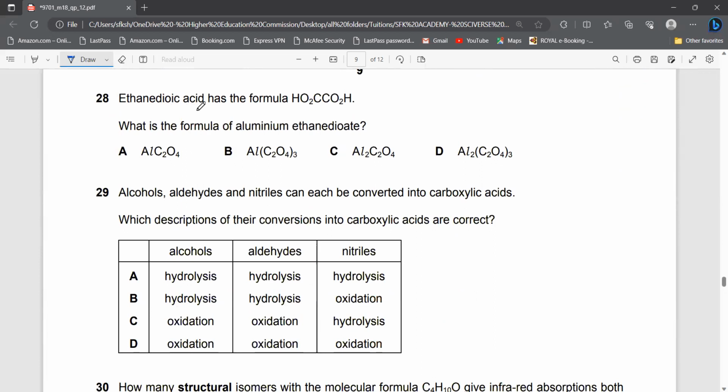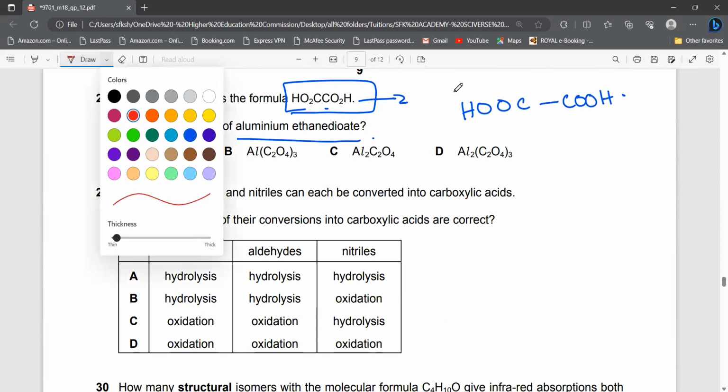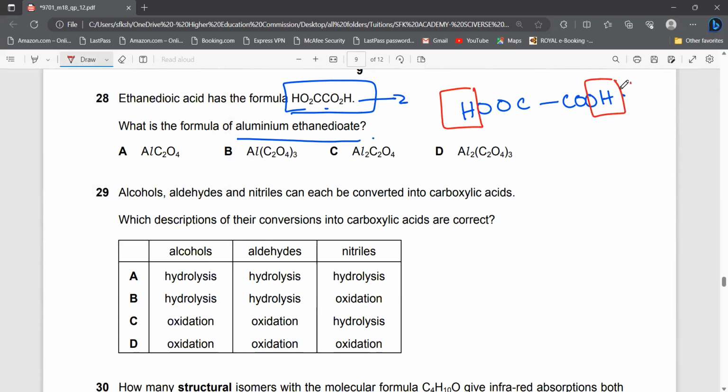28. Ethanedioic acid has this particular formula. What is the formula of aluminium ethanedioate? Now remember one thing, this is ethanedioic acid. It has two carboxylic acid groups if you look at it carefully. This actually means that it is a dibasic acid. It will lose the hydrogen from here and from here as well. So it's C2O4, but because it has lost two hydrogens, it will have a negative charge here and a negative charge here, so an overall charge of 2-. C2O4 2-. This is the formula of the ethanedioate ion, also known as oxalate, by the way.